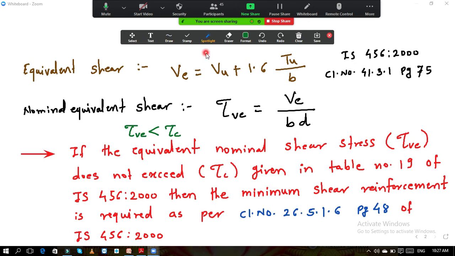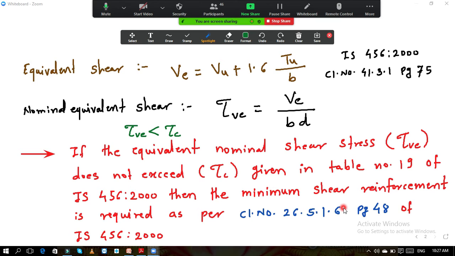Okay, so if this is the condition, from where do we calculate tau C? You already know that we always calculate this permissible shear stress from table number 19. Then the minimum shear reinforcement is required as per clause number 26.5.1.6 of page number 48. On page 48, the formula for minimum shear reinforcement is given, and that formula is ASV minimum is equal to tau VE minus tau C, B into SV divided by 0.87 FY. Okay, later on we will see that formula.